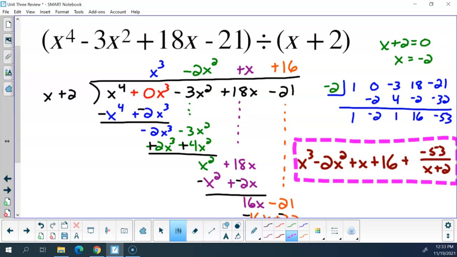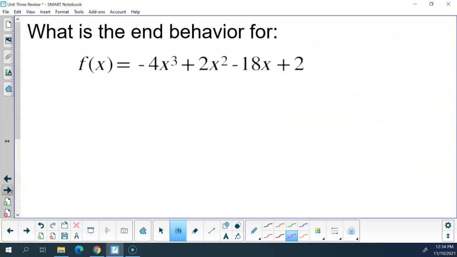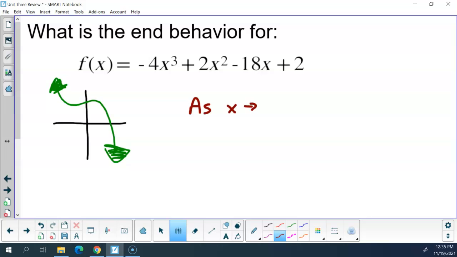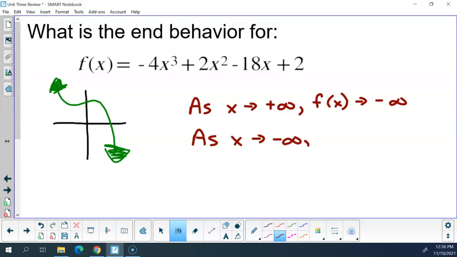Questions, comments, concerns, clarifications? Should have been a self-check. Should have got the same answer both times. Okay. All right. What's the end behavior for that bad boy? Odd degree, negative lead coefficient. Looks like that.